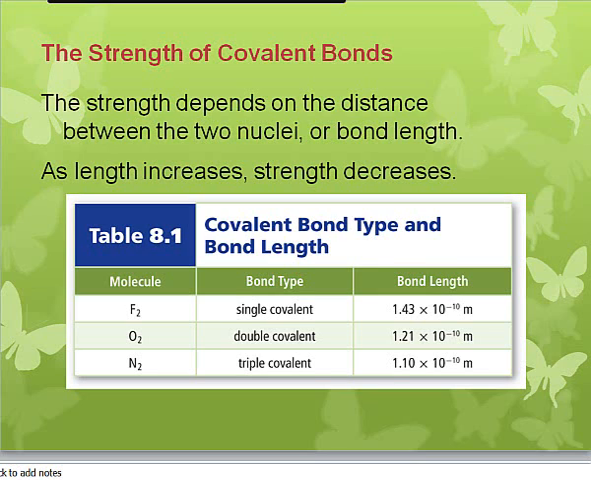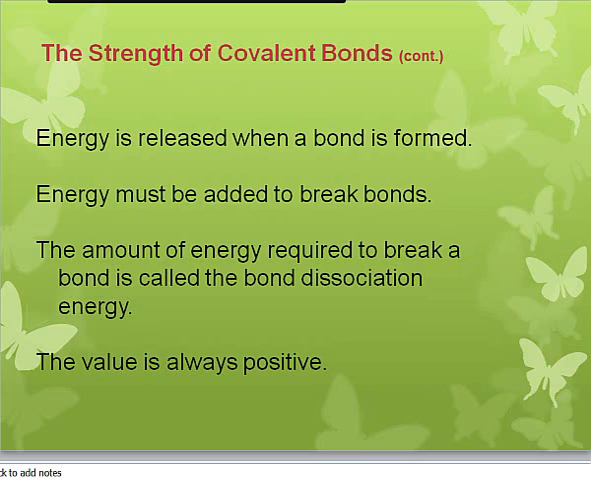If you look over here at this last column, you will see that as you increase the number of bonds, you are decreasing the distance between the two. The closer the nuclei are, the stronger they are attached. So a triple bond is much stronger than a double bond, which is much stronger than a single bond. It will take more energy to break the triple bond than the double bond, than the single bond.